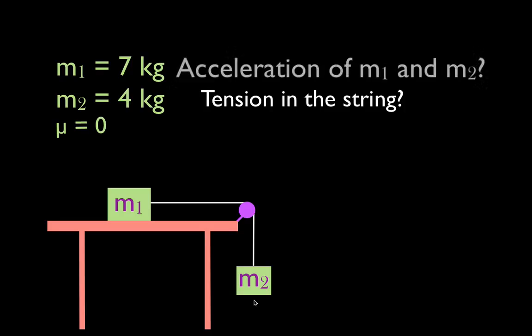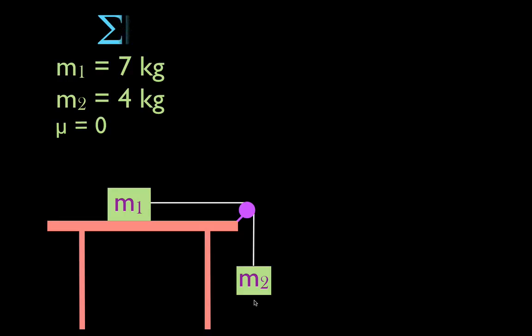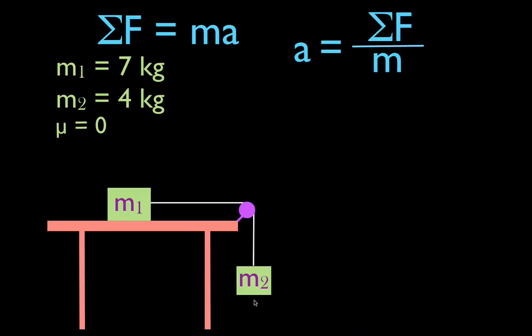And to do that, we are going to use, you guessed it, Newton's second law. The sum of the forces equals mass times the acceleration. We want to know what the acceleration is. The acceleration is equal to the sum of the forces divided by the mass.